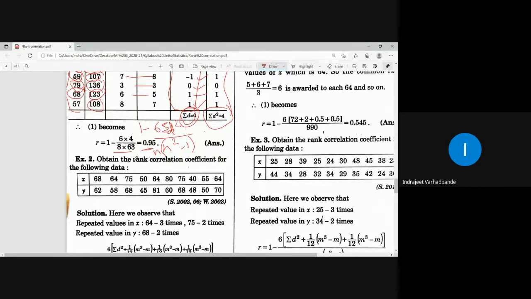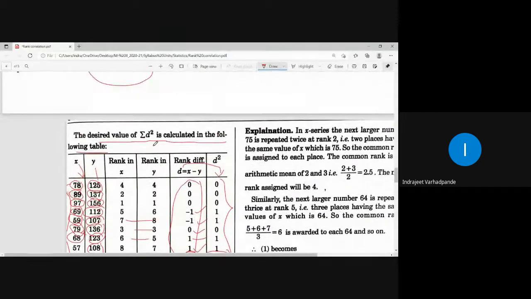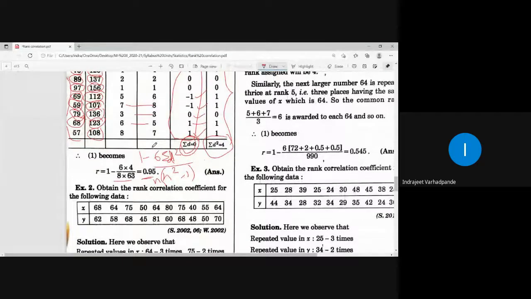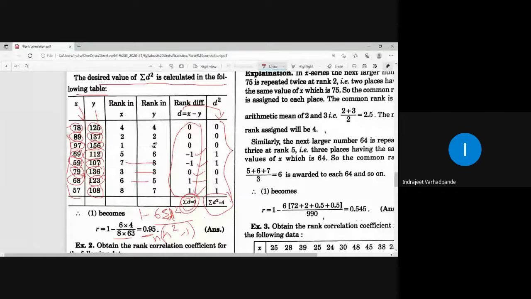What is D? D is the difference between the ranks, Xi minus Yi. Then calculate the column for D square, take the summation of D square, and put them in the formula; you will get the answer. So this was one of the examples in which the ranks assigned were unique. There was no repetition in the observations, so it is very simple to move ahead.